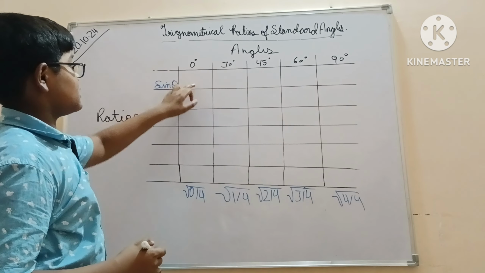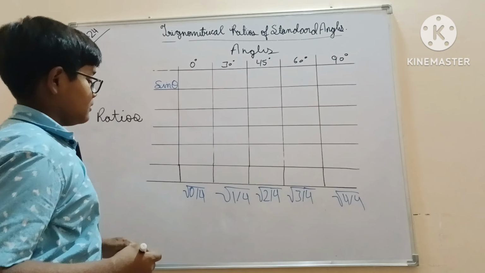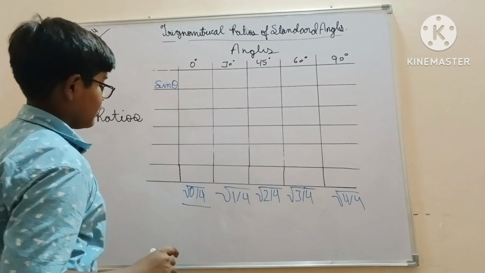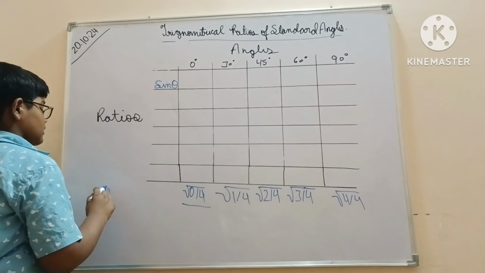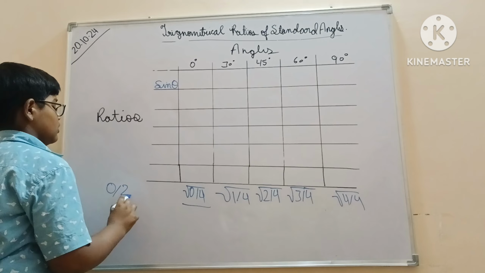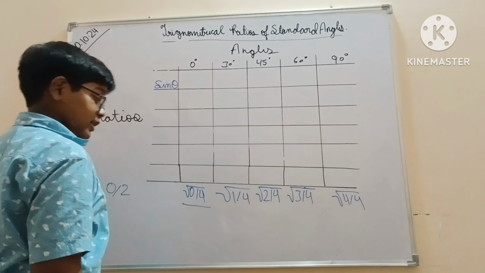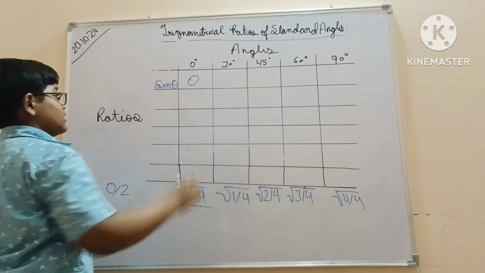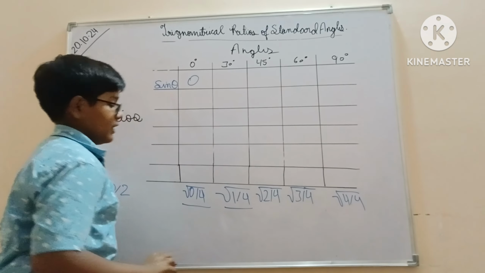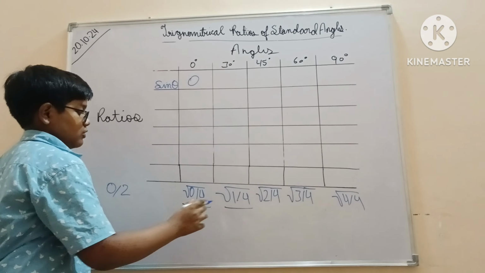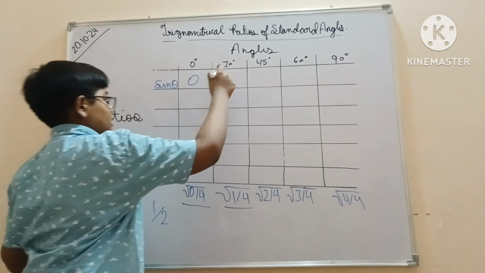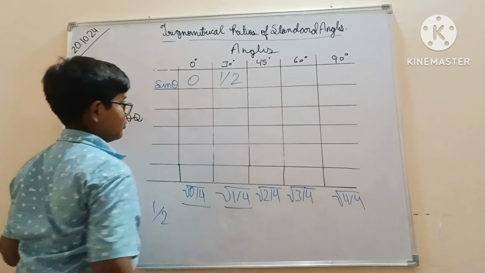The first angle is sine 0 degree, which will be found by the fraction root 0 divided by 4. If the root is eliminated, the value becomes 0 divided by 2, and 0 divided by 2 is nothing but 0. So sine 0 degree is 0. Sine 30 degree will be found by the root 1 by 4 fraction. If the root is eliminated, it becomes 1 by 2. So sine 30 degree is 1 divided by 2.